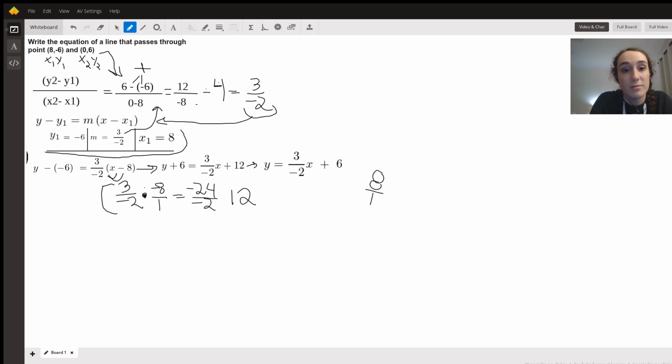Afterwards, I would go ahead and do the work to get the y on its own over here, because that's my goal. You do that by subtracting 6 from both sides, the 6 here, which makes this 0, and thus it's just y equals, and over here, 12 minus 6, which should get you the final answer, which we'll show in purple, with the equation of this line being y equals 3 over negative 2x plus 6.